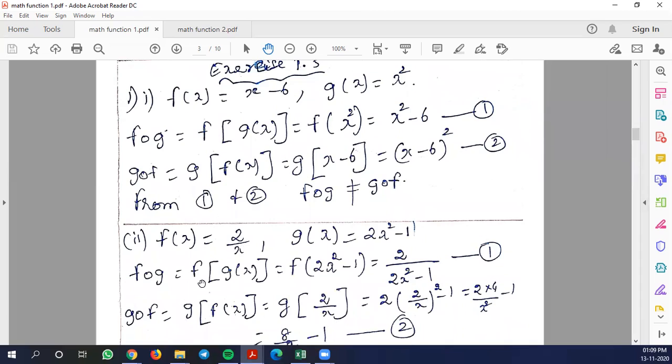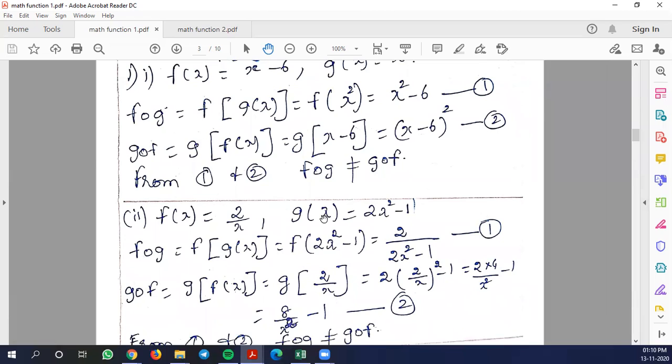Second sum, f of x equal to 2 by x, g of x equal to 2x square minus 1. Find out f of g. So f of g of x, that is f of, what is g of x? 2x square minus 1. Now this full term is x. What is f of x? It is 2 by x. So 2 by, what is our x now? 2x square minus 1. Very simple. Just substituting in the place of x the value 2x square minus 1.